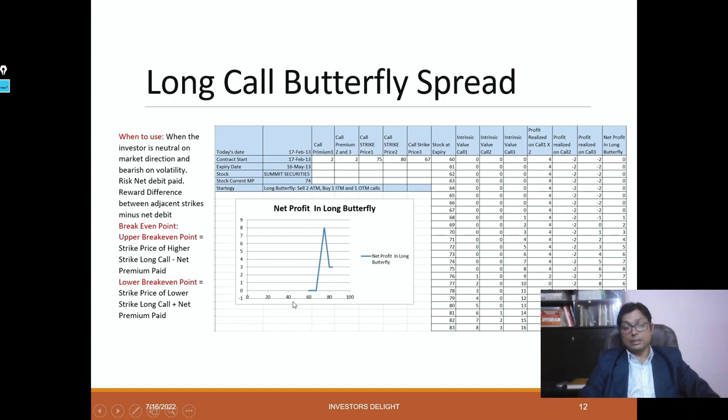And you can see this is the net profit in the long butterfly diagram. Here we have call premium 1, call premium 2 and 3, then call strike price 1, strike price 2, and strike price 3, and the stock price at expiry. So all this we can see here. So with this we can see that the long call butterfly spread is there.